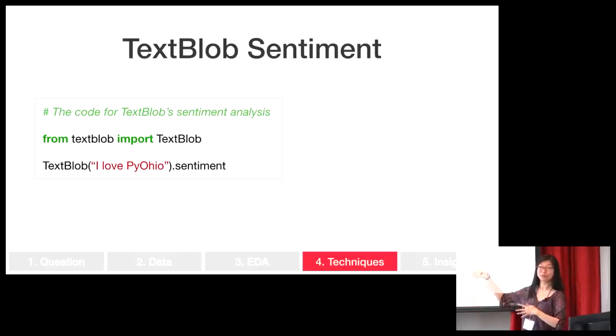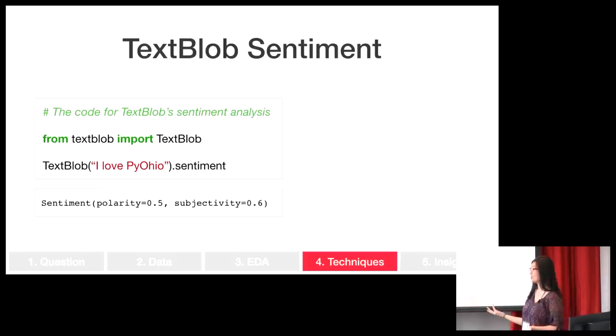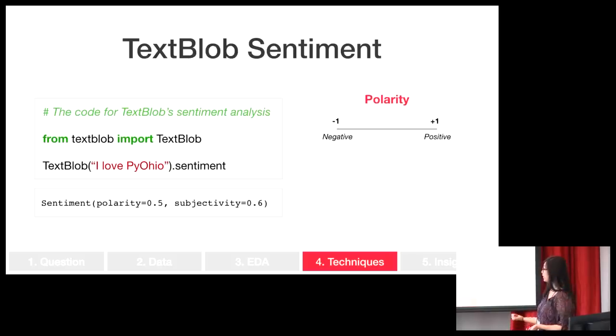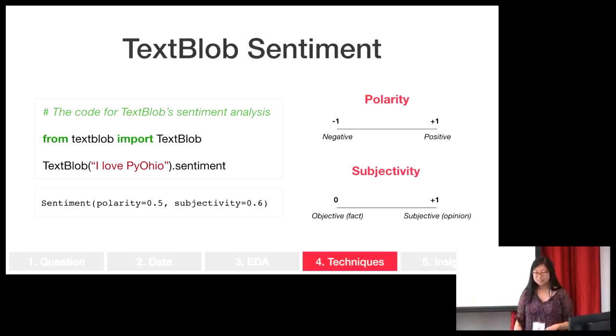This is literally all the code for sentiment analysis. You import TextBlob, and then you write TextBlob of some text, do .sentiment, and you get this as an output. Polarity is a number between -1 and +1, so a polarity of 0.5 means "I love PyOhio" is generally a positive statement, which is right. Subjectivity is how opinionated you are about something, a number between 0 and 1. The more subjective you are, the more opinionated you are. Love is an opinion, so you can see that it's a bit higher on that scale.